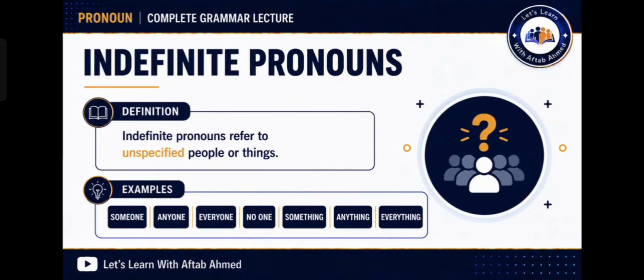Next, we have indefinite pronouns. Indefinite pronouns refer to people or things in a general and non-specific way. Examples include someone, anyone, everyone, no one, something, anything, and everything. These pronouns are useful when we do not want to mention a specific person or thing. They allow us to speak generally.